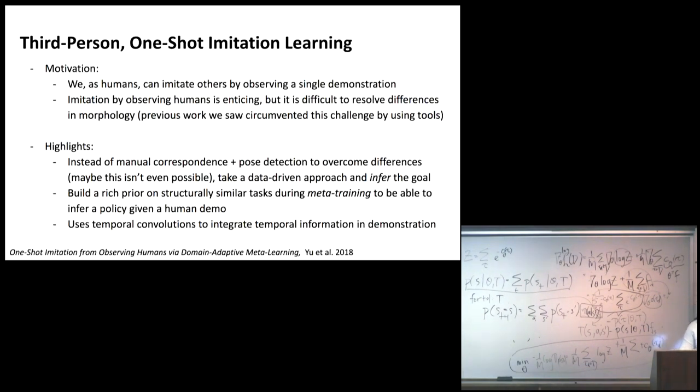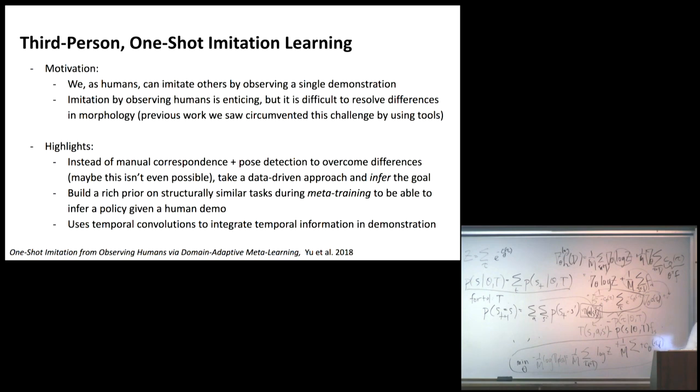So we saw one-shot imitation learning or few-shot learning, and we saw third-person imitation learning. Why not combine both? So we can imitate others by observing a single demonstration. Can we get robots to do the same? This is a really enticing prospect because one really natural and intuitive way to teach a robot how to do something is just to demonstrate how to do it ourselves.